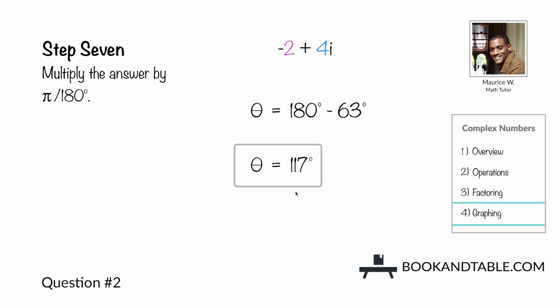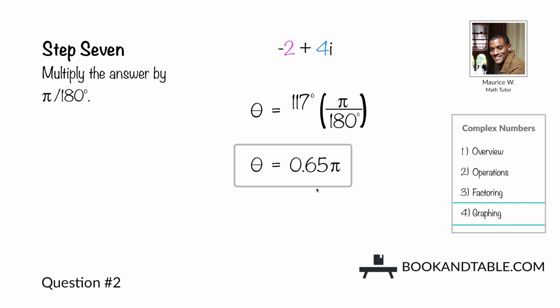And in radian form, multiply 117 degrees by pi over 180 degrees. 117 degrees divided by 180 degrees is 0.65 radian. So the answer to question number 2 is 117 degrees, or 0.65 radian.